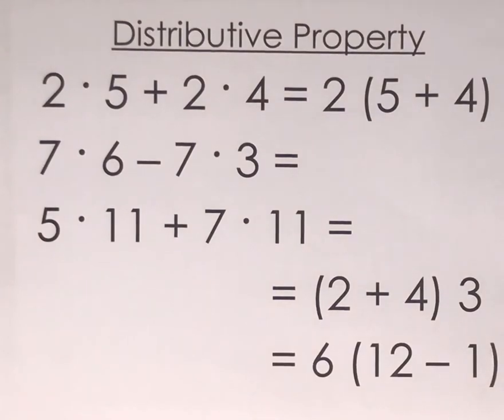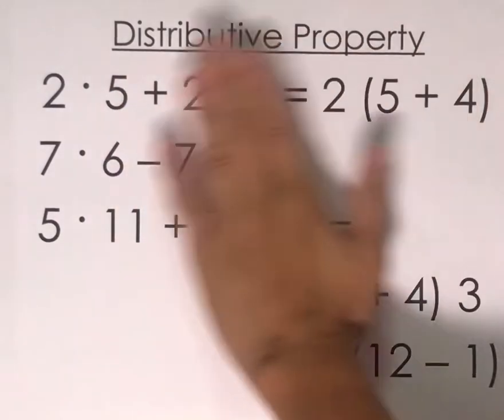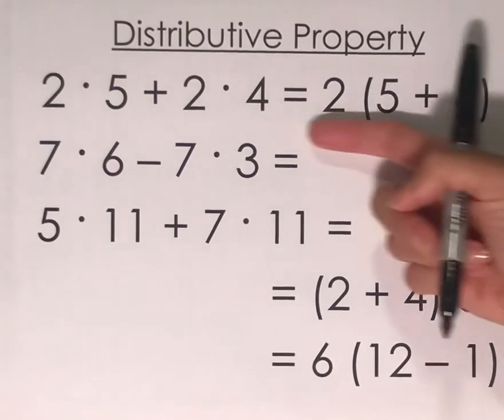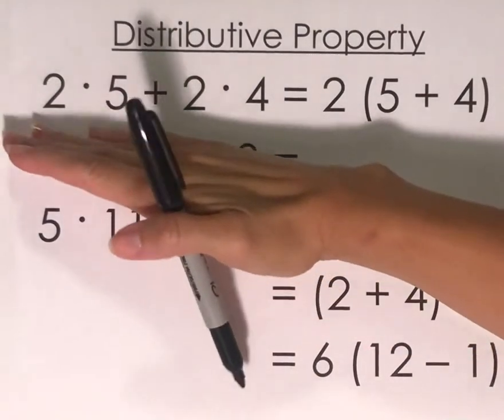So let's look at the first example. So these are equivalent expressions. These are equal to each other. And let me explain how they're equal to each other. So the first thing I'm going to talk about is over here. So we can use the distributive property so that it looks like that.